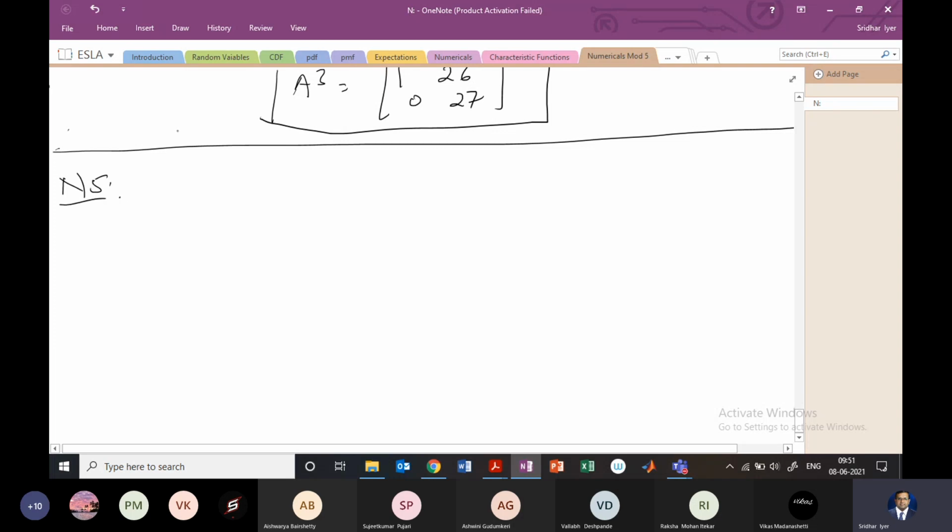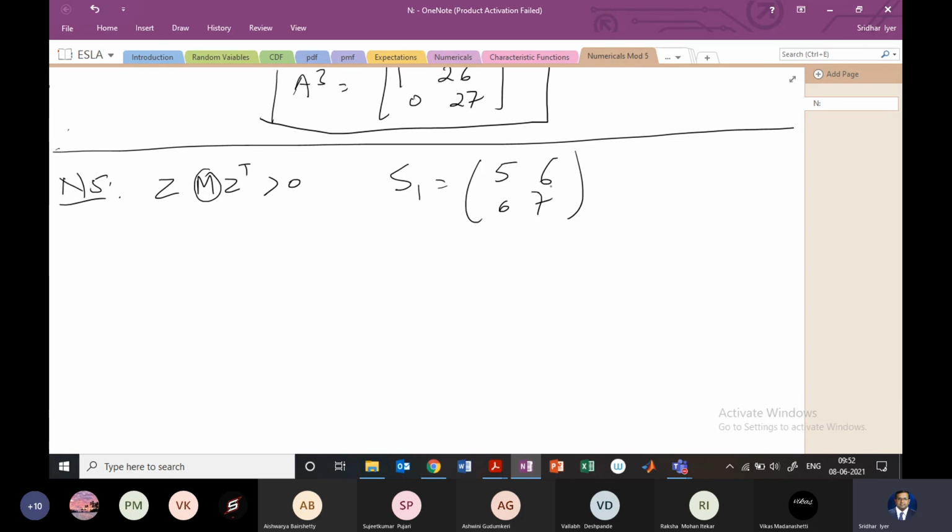The procedure is very simple: you need to have Z M Z transpose greater than 0. If that is the case, then M is positive definite, right? Now in the second question they have given us a matrix, 5 6 6 7, and they have asked us to see if it is positive definite or not. The question is, check the following matrix for positive definiteness. So this can be solved.